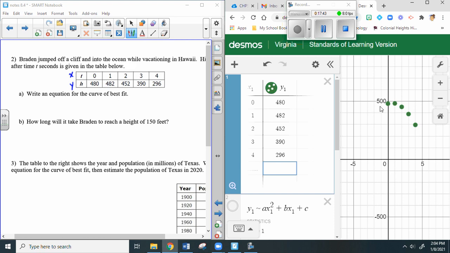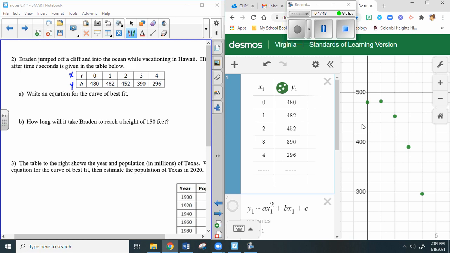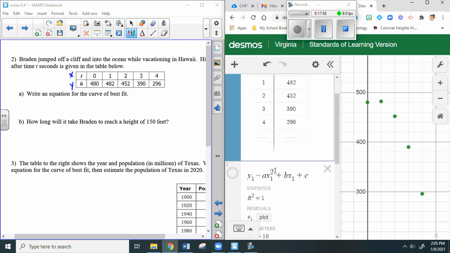So we have a shape, and we can hit the plus sign and it'll fit it on there better. And you can kind of see that there's a curve to that, okay? So a little bit of a curve to that. And so we have to decide which shape is better. And remember, I already have this typed in. If you don't, you need to type it in again. y1 tilde ax1 squared plus bx1 plus c.